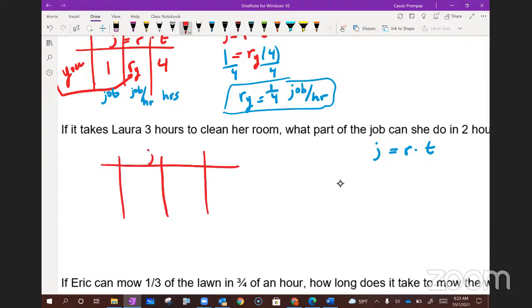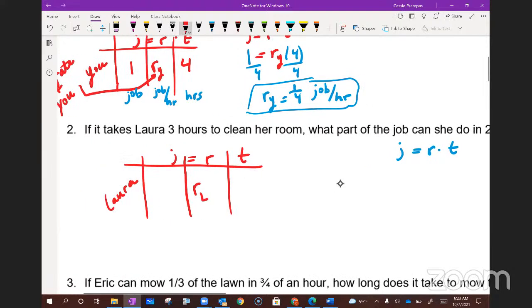I know that the job is equal to rate times time, and I'm looking at Laura. This is what I need to solve for. They did not give me her rate. So I'm going to find the rate of Laura. And the reason that we have a little subscript is because soon we're going to be looking at multiple people. So we want to make sure that we can reference whose rate it would be. So this would be the rate of Laura. That's what it stands for.